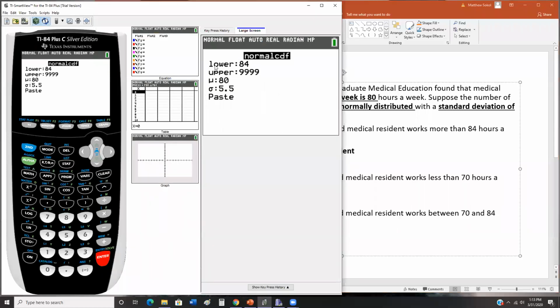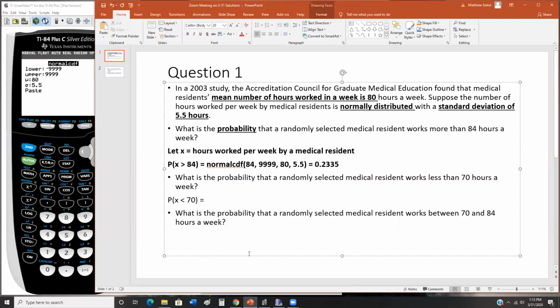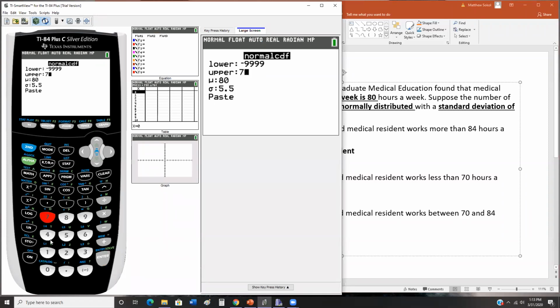All right, so for my lower value here, I'm going to put a ridiculously low number. So I'm going to go negative 9999. And then what do you think my upper is going to be here? 70. Yeah, because I'm telling you to go up to 70. I want everything less than 70. The mean never changes. That's still 80. The standard deviation never changes.